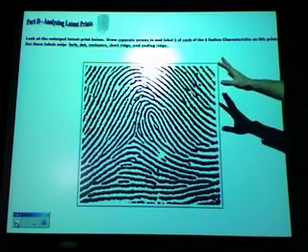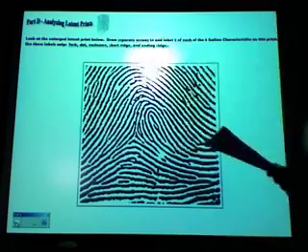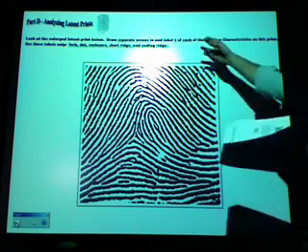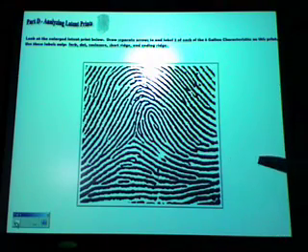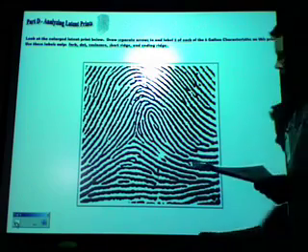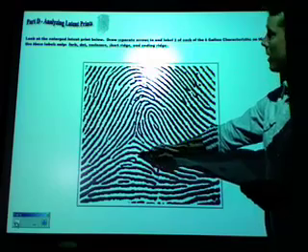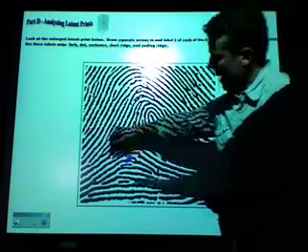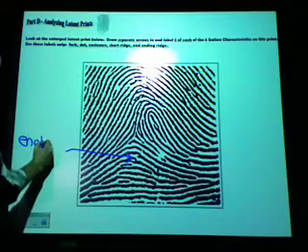According to the directions, you're to draw separate arrows for each of the 5 Galton characteristics. You were supposed to identify 2 of each of these, so there should be a grand total of 10 lines, 10 arrows. So for instance, I noticed right away that I have an enclosure right here, so I'm going to draw an arrow out here to the side and identify this as enclosure.